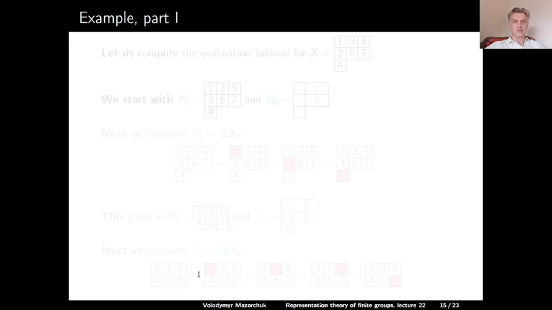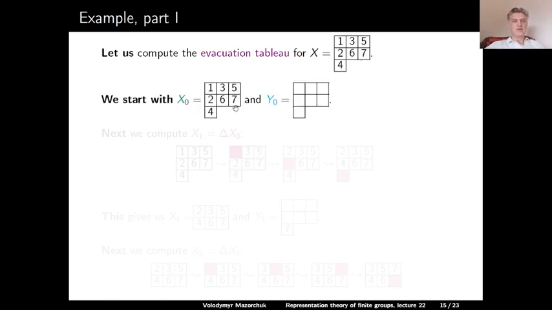Here is an example. So let us compute the evacuation tableau for the following Young diagram of shape 3, 3, 1. So it has 1, 3, 5 in the first row, 2, 6, 7 in the second row, and 4 in the third row. So we start with X0 being X and Y0 being the empty Young diagram of shape 3, 3, 1. Next, let us compute X1, which is delta of X0.